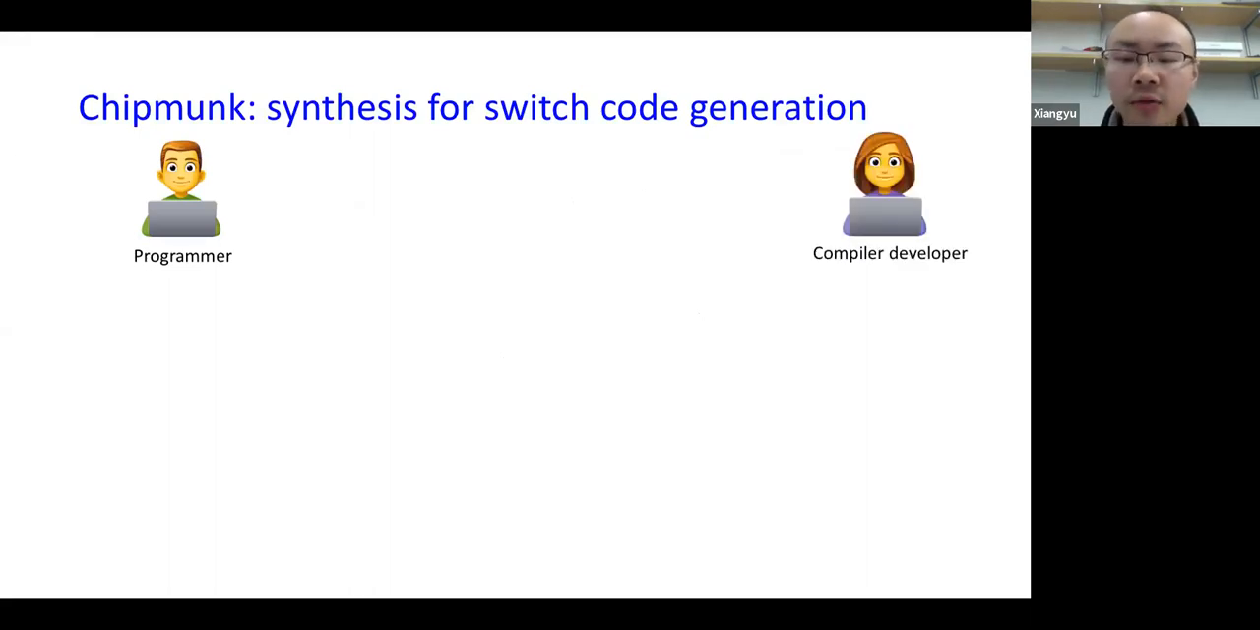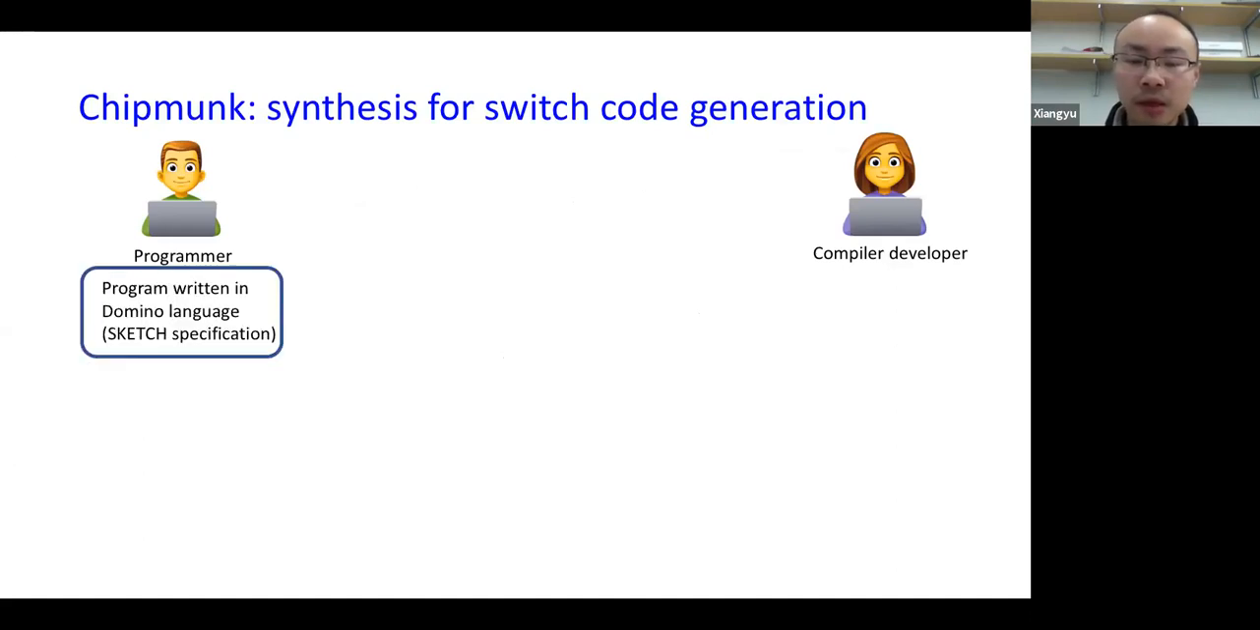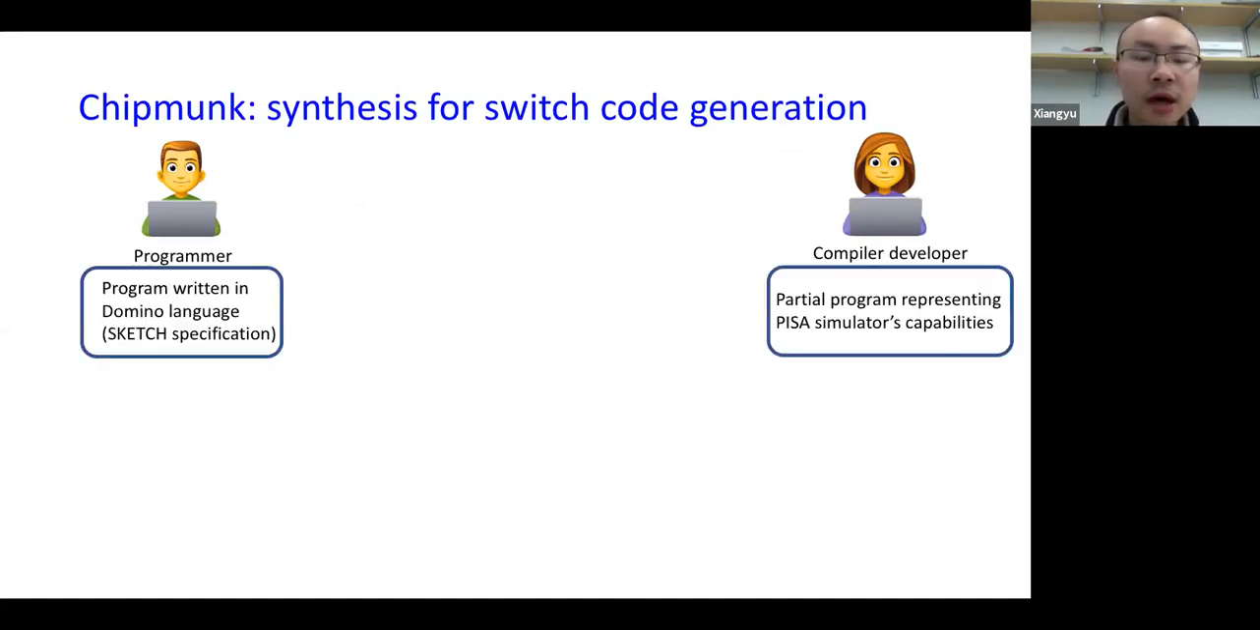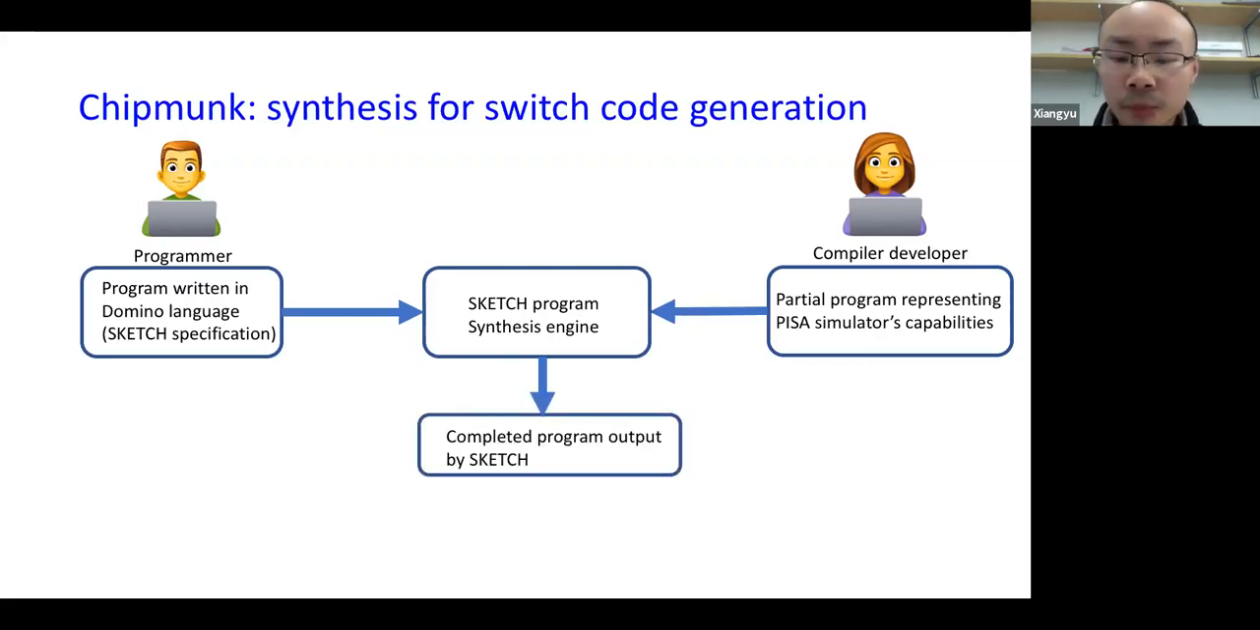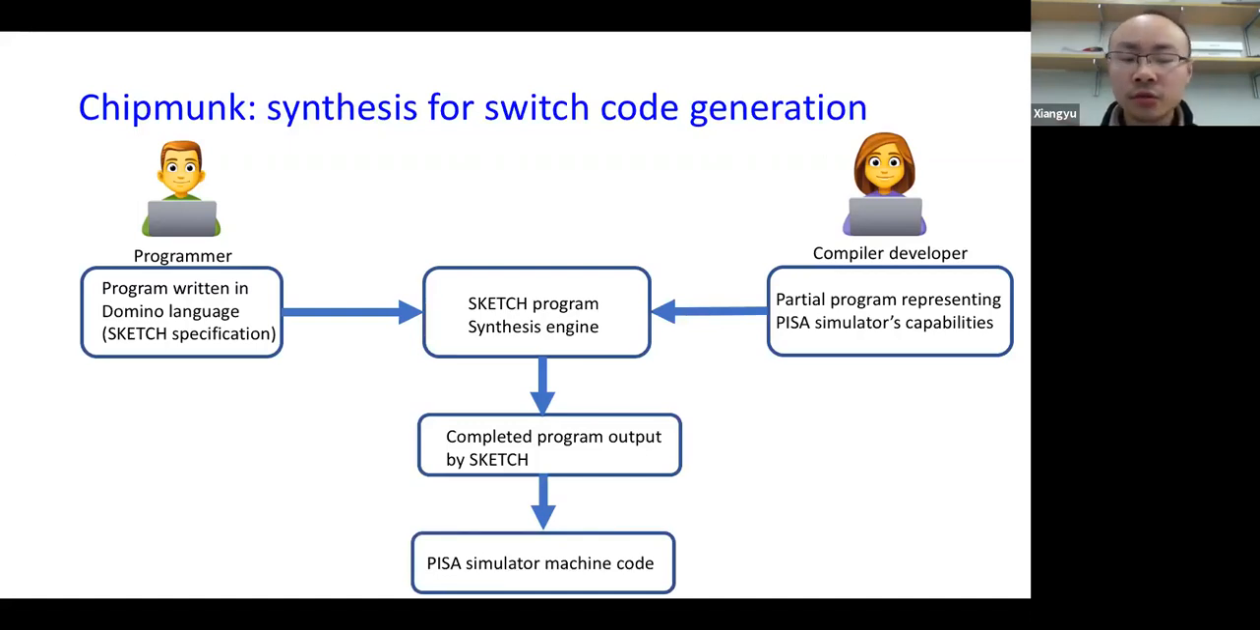So at a high level, the programmer writes the packet processing program in Domino, which we can then convert into a Sketch specification. The compiler developer will express the capability of a simulator of the protocol independent switch architecture, or PISA. Then both of them will be passed into the Sketch program synthesis engine. Finally, when Sketch outputs a completed program, it is converted into machine code for the PISA simulator. So we call this whole system Chipmunk.